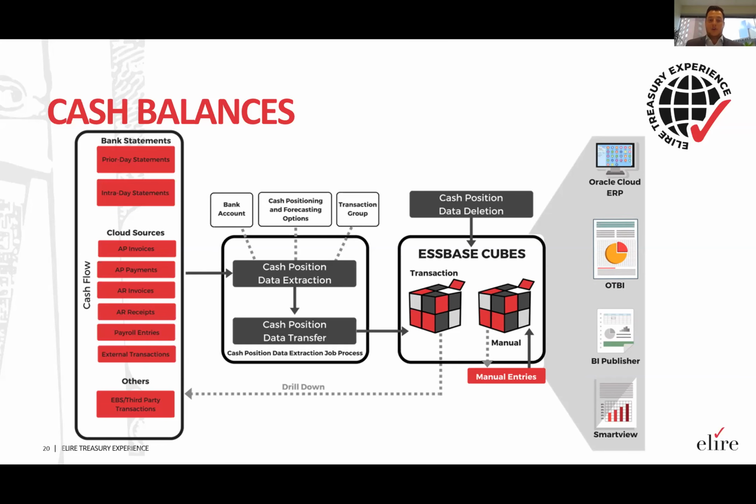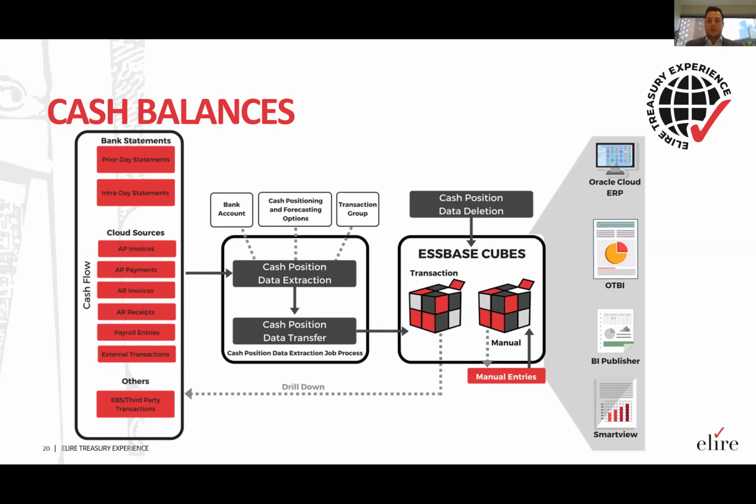That transactional one is, again, what stores our application transactions, whether it's from a bank statement or those various sources. And then we have a manual cube where we can input manual entries. Once these two cubes have been populated, we're then able to use the system to provide reporting in a number of different ways.